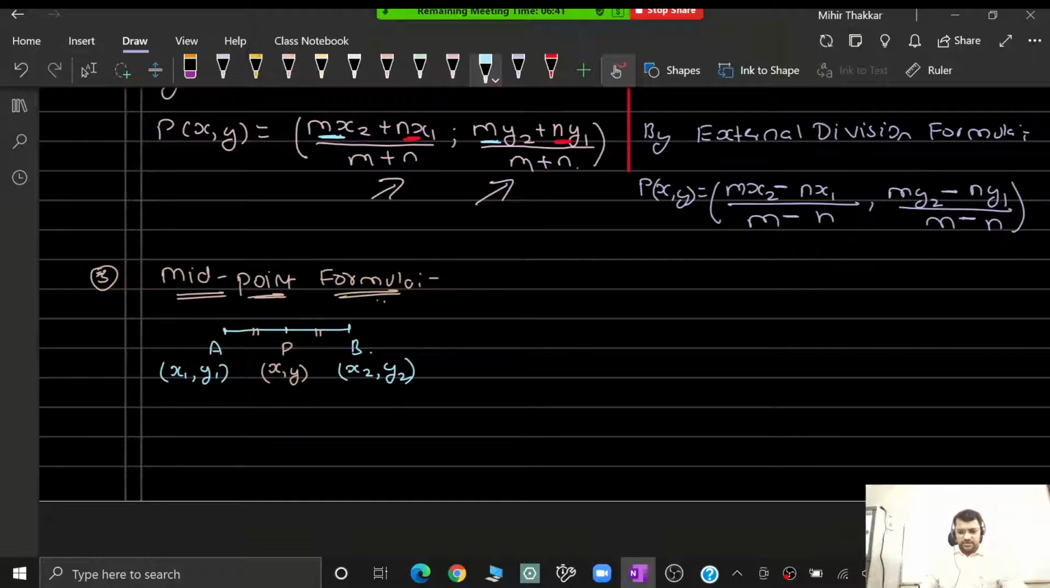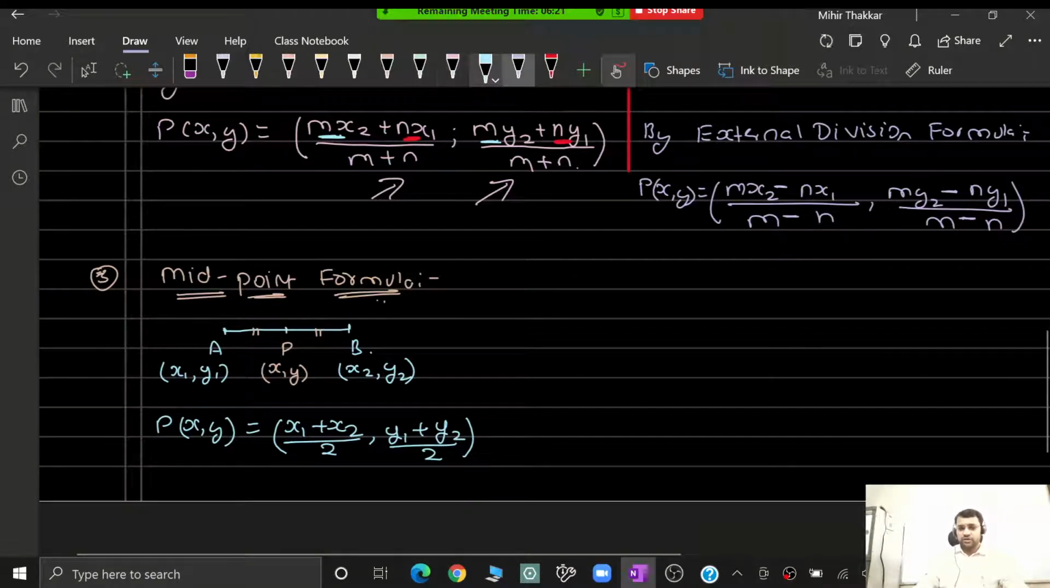So in that case, the midpoint formula for P(x, y) is (x1 plus x2) by 2 and (y1 plus y2) by 2. Very easy. Why does it become like this? Because the simple reason is that this becomes the ratio 1:1. So if you observe the above section formula for internal division, the m value becomes 1, as well as the n value over here also becomes 1. So 1 into x1 is x1, 1 into x2 is x2.